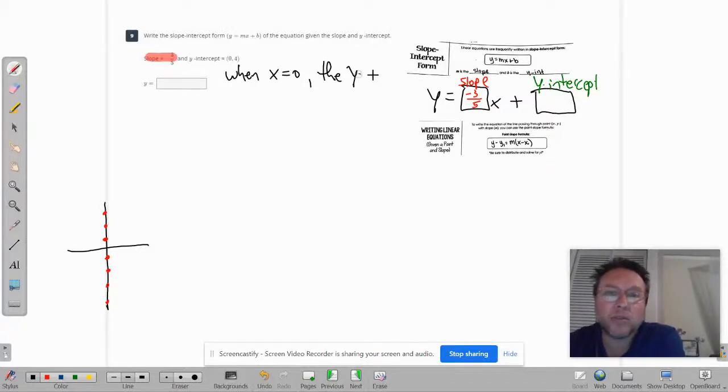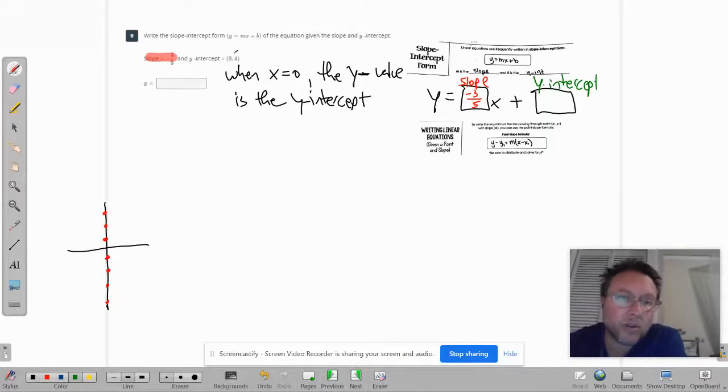When x equals 0, the y value, or the y number, is the y-intercept. So I actually don't have to do any real math on this one. I'm just taking this, which in this case would be 4. That number right there would be my y-intercept. Now that's only when x equals 0 can I do this. If the x wasn't 0, I need another approach, and we're going to look at that in the next question coming up. But if the x equals 0, then I can just steal the number from there. So that means that my answer would be y equals negative 3/5 x plus 4.